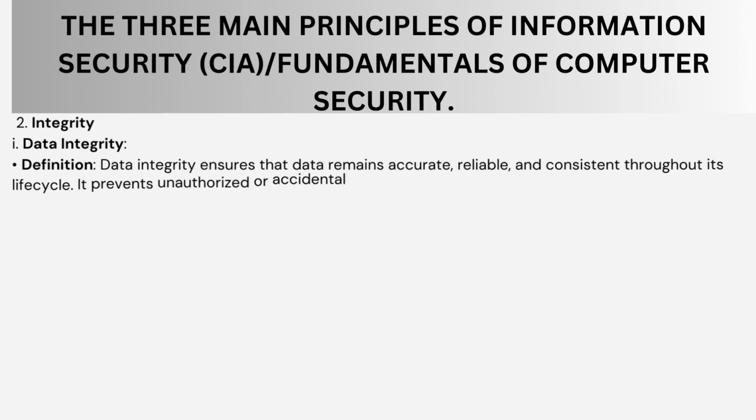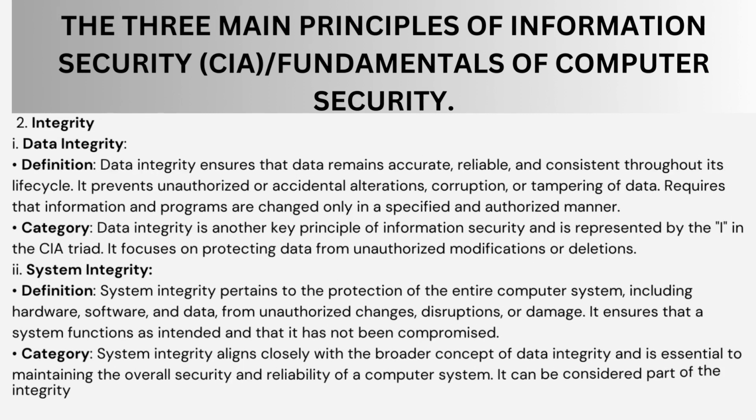Next is integrity, and under integrity, we'll be discussing data integrity and system integrity. Data integrity ensures that data remains accurate, reliable, and consistent throughout its life cycle. It prevents unauthorized or accidental alterations, corruption, or tampering of data. It requires that information and programs are changed only in a specified and authorized manner. Data integrity is another key principle of information security and is represented by the I in the CIA triad. It focuses on protecting data from unauthorized modifications or deletions.